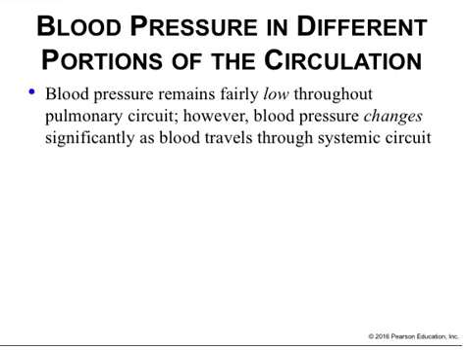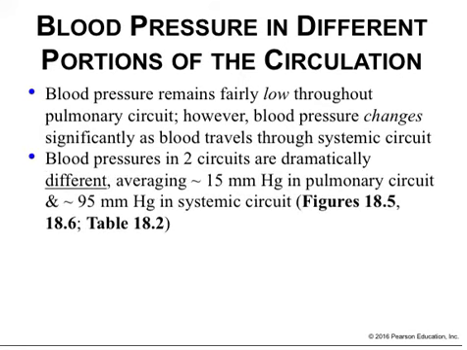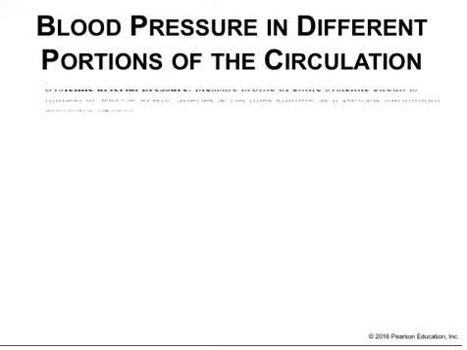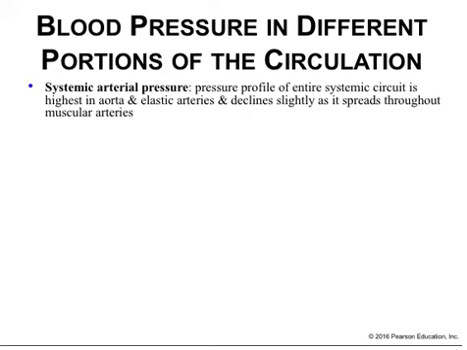Blood pressure remains fairly low throughout the pulmonary circuit. However, blood pressure changes significantly as blood travels through the systemic. The blood pressures in the two circuits are dramatically different, averaging 15 millimeters of mercury in the pulmonary circuit and 95 in the systemic. Systemic arterial pressure is something that we can examine.